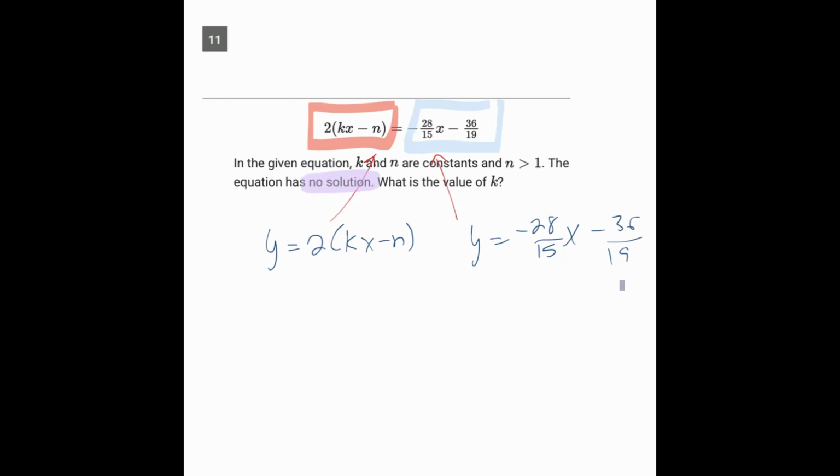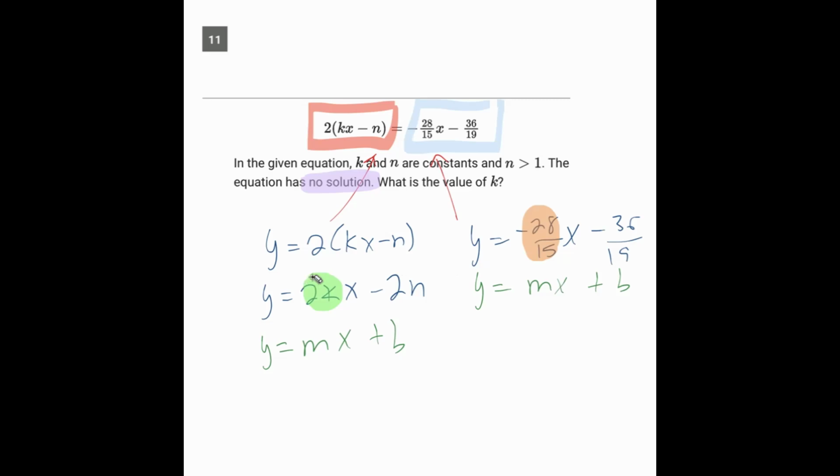If we treat these as two lines, it means that the slopes have to be set equal. So let's simplify the one on the left a little bit. y equals 2kx minus 2n. And now we have this in y equals mx plus b format. And we also had this one in y equals mx plus b format. So the slope for this one is what's in front of the x, and that's 2k. And for this one, it's what's in front of the x, which is negative 28 over 15.